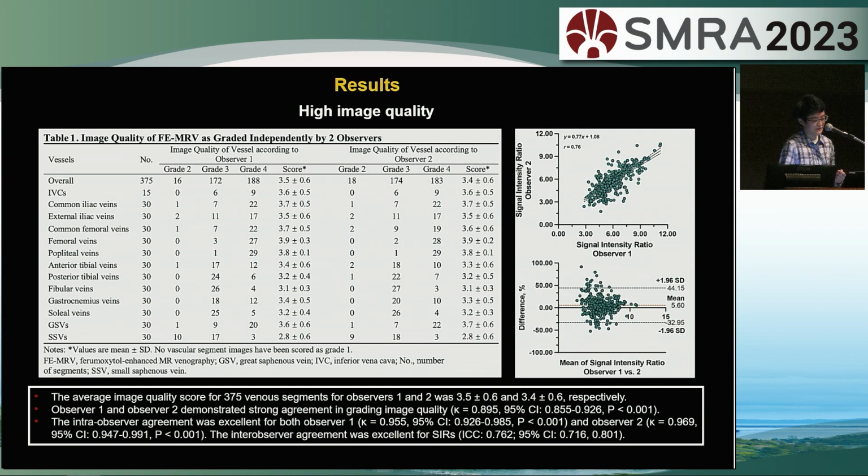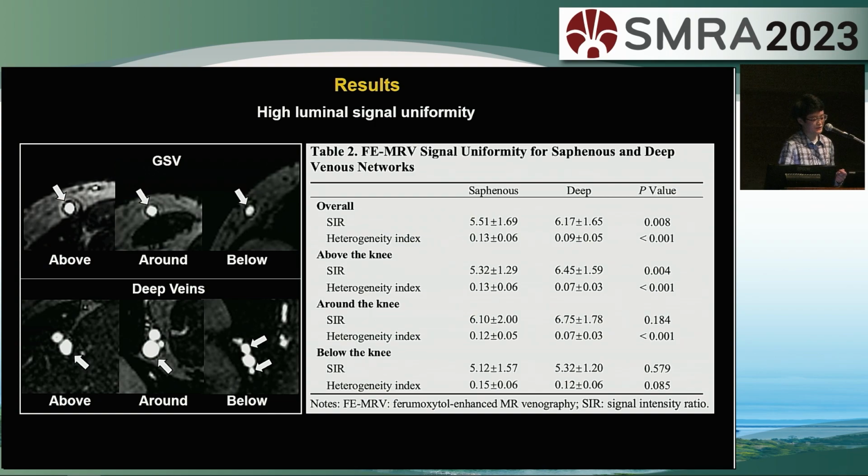And we obtained high image quality. The 2 observers strongly agreed on image quality and SIR measurements. The average heterogeneity index of steady-state varmoxolid-enhanced MR venography for deep venous and great saphenous veins indicated high luminal signal uniformity, and we measured from the 3 levels.